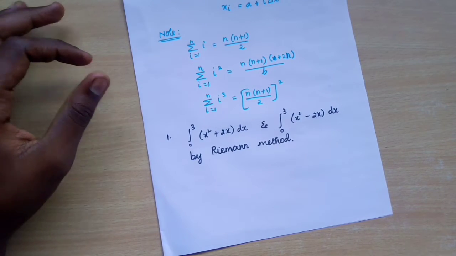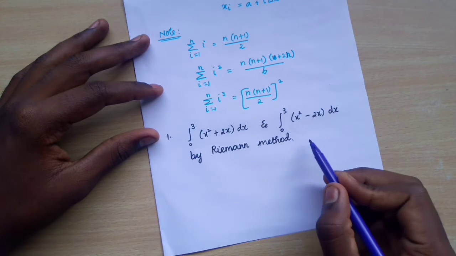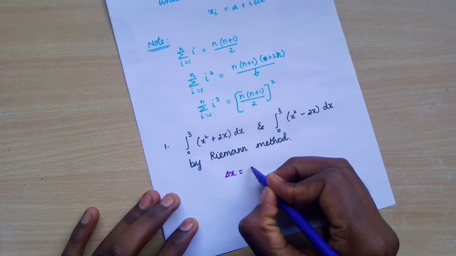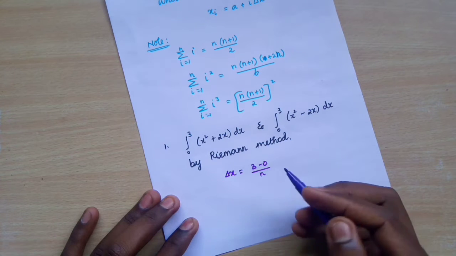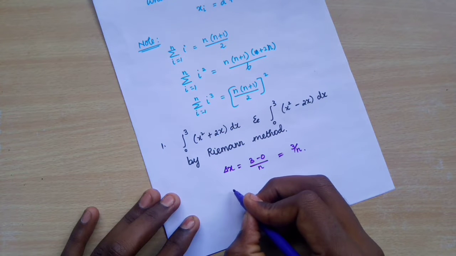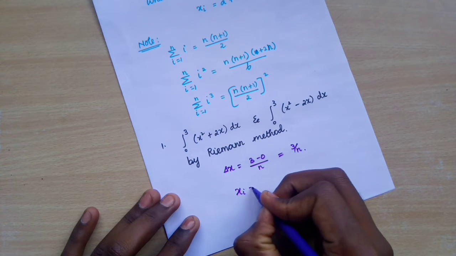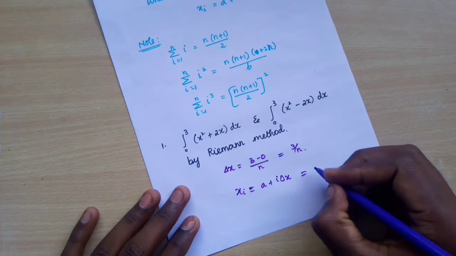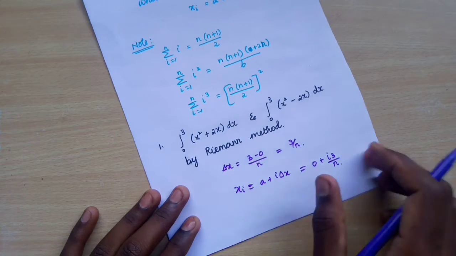Here the question is given: integration of 0 to 3 of (x square minus 2x) dx by the Riemann method. For solving this type of sum, first we have to find del x, which is (b minus a) by n, that is (3 minus 0) by n. n is the number of intervals. No intervals are given, therefore del x is equal to 3 by n. Then x0 is 0, x1 is 3 by n, and xi is a plus i del x, where a is 0, plus i into del x, which is 3 by n. Therefore xi is 3i by n.